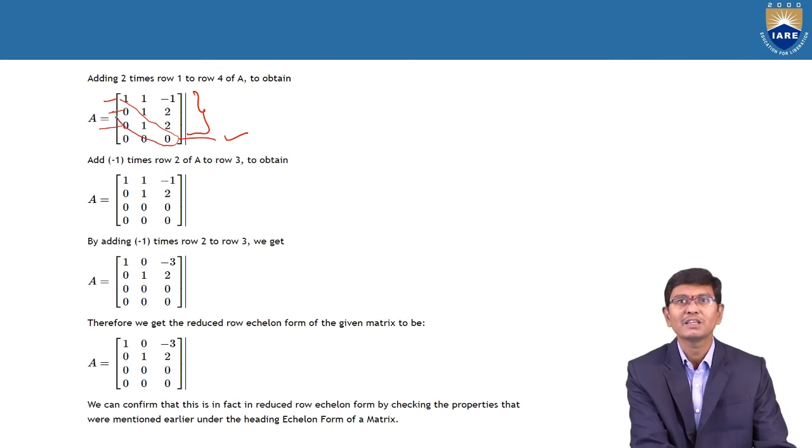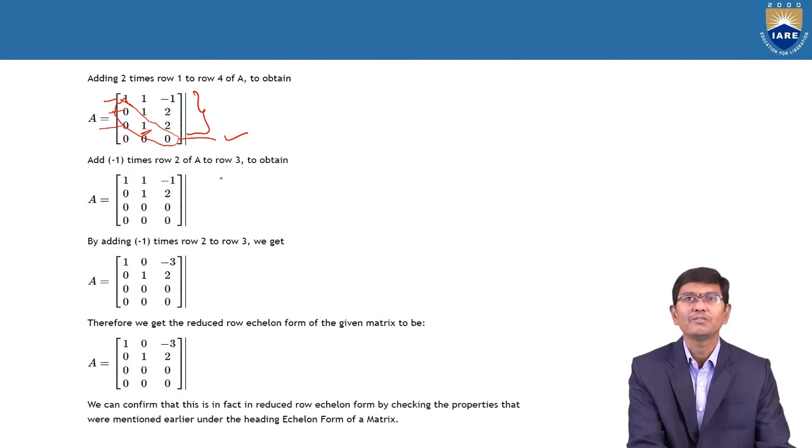Therefore, for the purpose of reaching the echelon form of a matrix, now we need to change this value to 0 as well. With the help of R2, we apply R3 equals R3 minus R2, and then immediately that value also changes to 0.